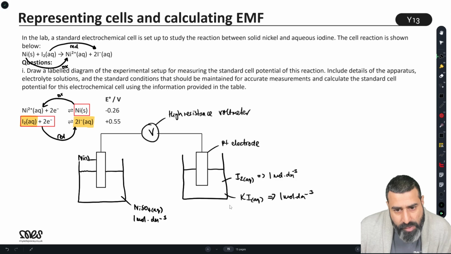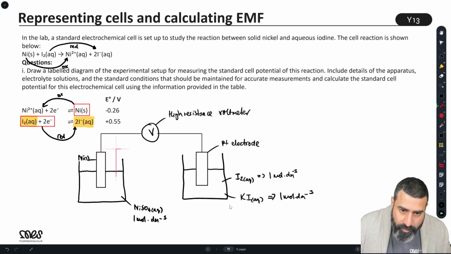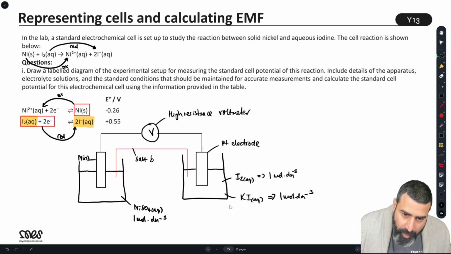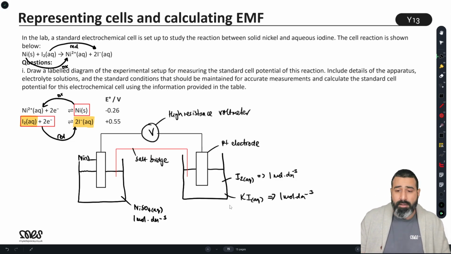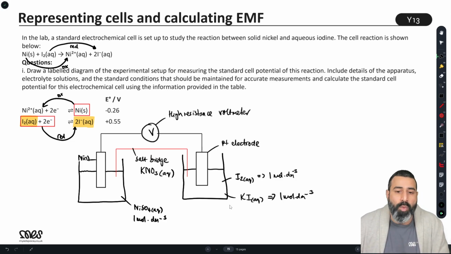So I also need a bridge, and a bridge connects two points. So what I'm going to use is a salt bridge. So here is my salt bridge, and this is some filter paper saturated in some sort of electrolyte, so it could be KNO3 solution. Let's go for KNO3. It's a safe bet. And what this does is it allows ion conduction or ion flow through the salt bridge to maintain charge neutrality so that the cell is complete and works.